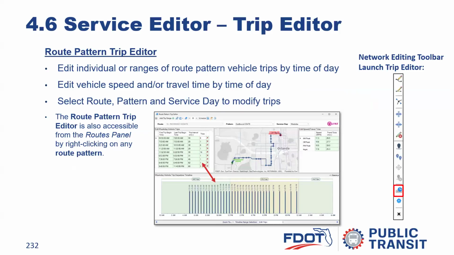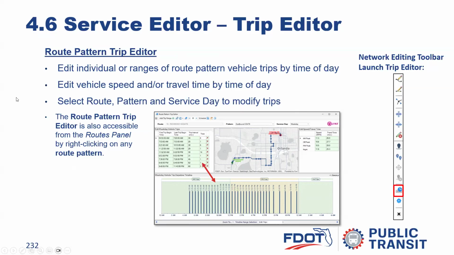Okay, so to edit service, TBEST contains the route pattern trip editor. So we talked about route patterns yesterday, where you're basically defining an alignment with a set of stops on it, and it will have a set of trips attached to it. So what we're going to be doing is defining those trips and even the vehicle speeds or travel times relative to the pattern. And we use the trip pattern editor to do that.